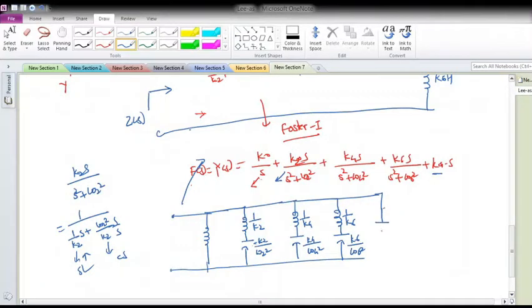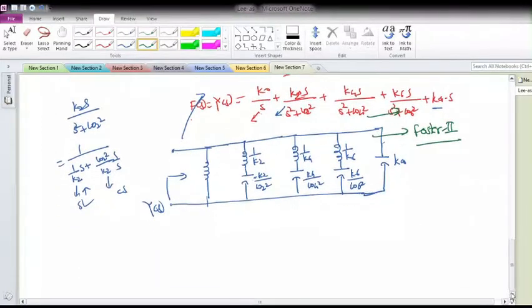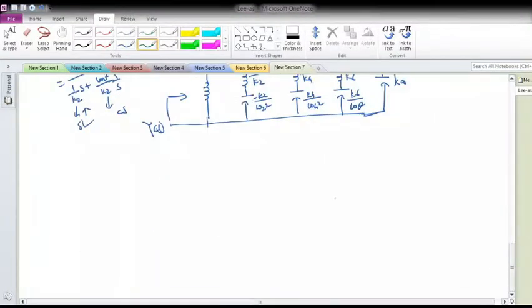Okay, and that you can do this way. So the value will be K∞. So this is again Y(s). This kind of form is nothing but Foster 2. Both Foster form 1 and Foster form 2 are duals of each other. So let us illustrate this with one numerical example.